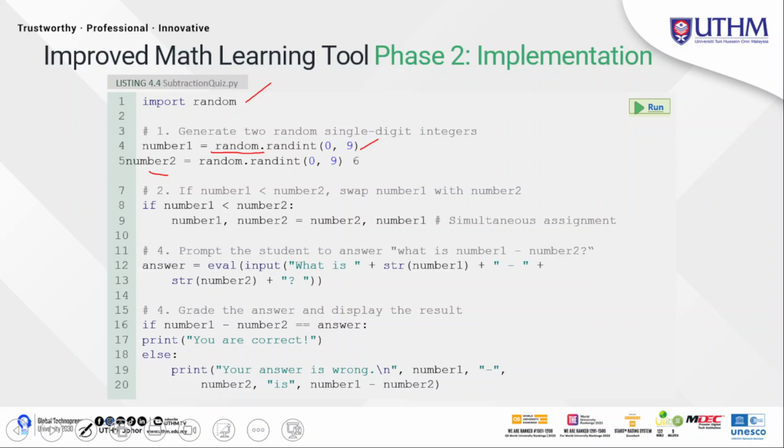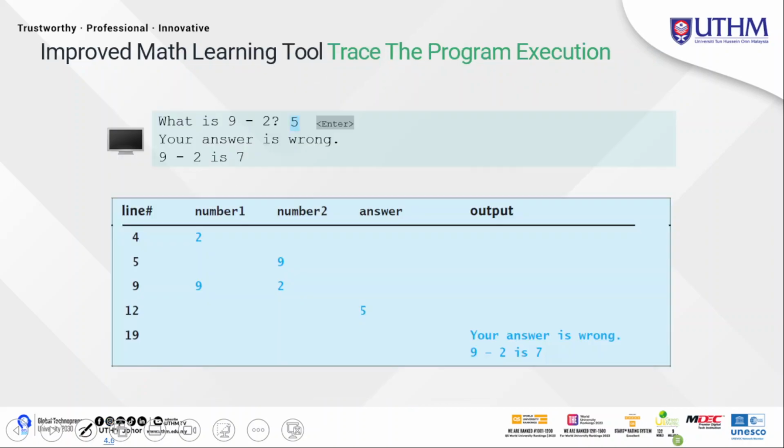Prompt the student to answer what is number 1 minus number 2. As a user, we need to key in the value because there is an input statement. Next, if number 1 minus number 2 is equal to the answer, then print you are correct, or else your answer is wrong, and it shows you the correct answer. For example, 9 minus 2 is 5. The user enters 5. Your answer is wrong. 9 minus 2 is 7. So this is how your output looks like. I hope you guys got it. We continue with the next one.